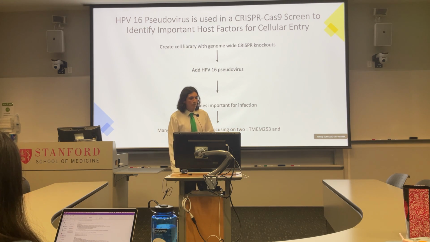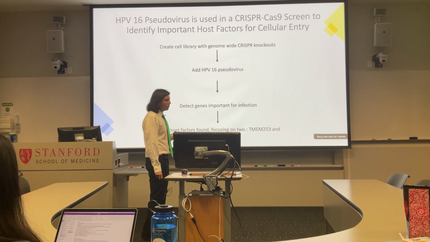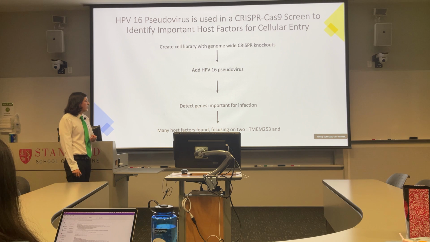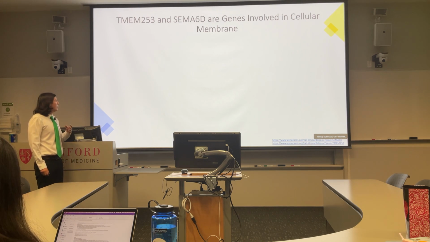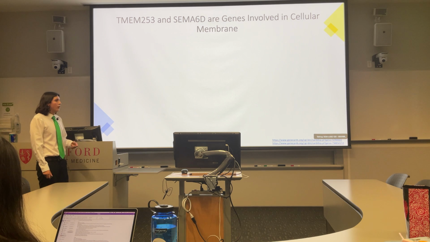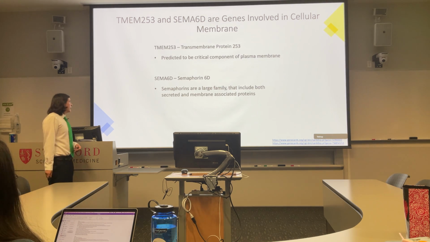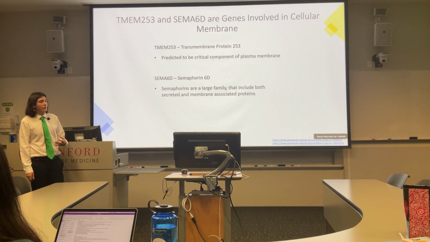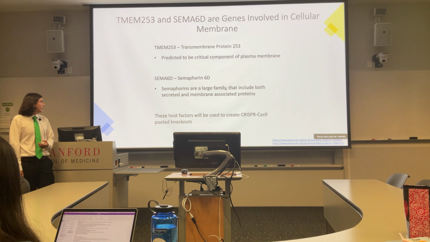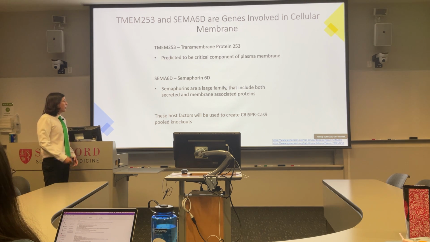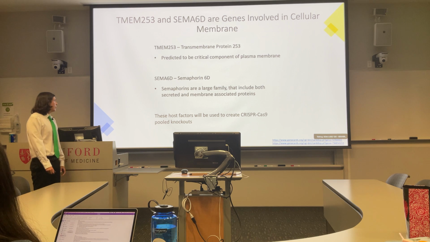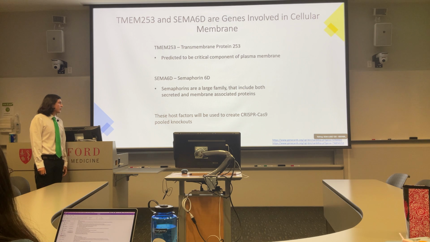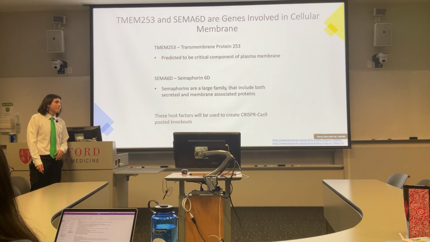And what we found is that there were many host factors, many. But we'll only be focusing on two for my summer research. And here we'll be focusing on TMEM253 and SEMA6D. And these two host factors are genes involved in the cellular membrane. TMEM253, or transmembrane protein 253, has been predicted to be a critical component of the plasma membrane. Additionally, SEMA6D, or SEMA4 and 6D, is part of a large family of proteins, and they both include secreted and membrane-associated proteins. And lastly, we'll be using these host factors to create a CRISPR-Cas9 pooled knockout.